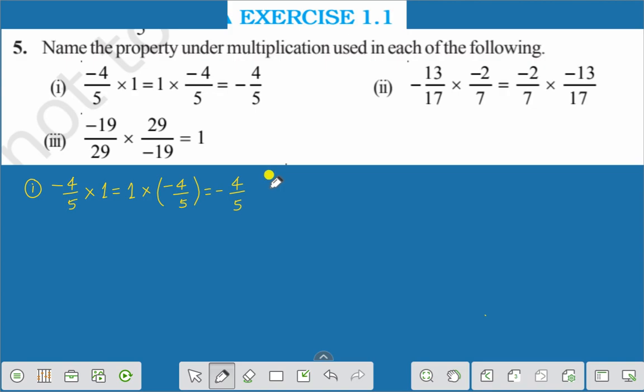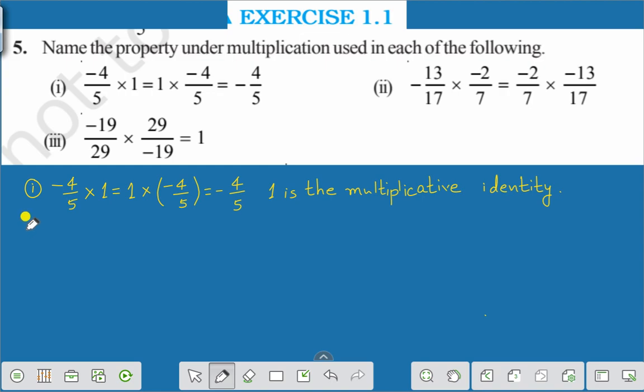That is, 1 is the multiplicative identity. One is the multiplicative identity.